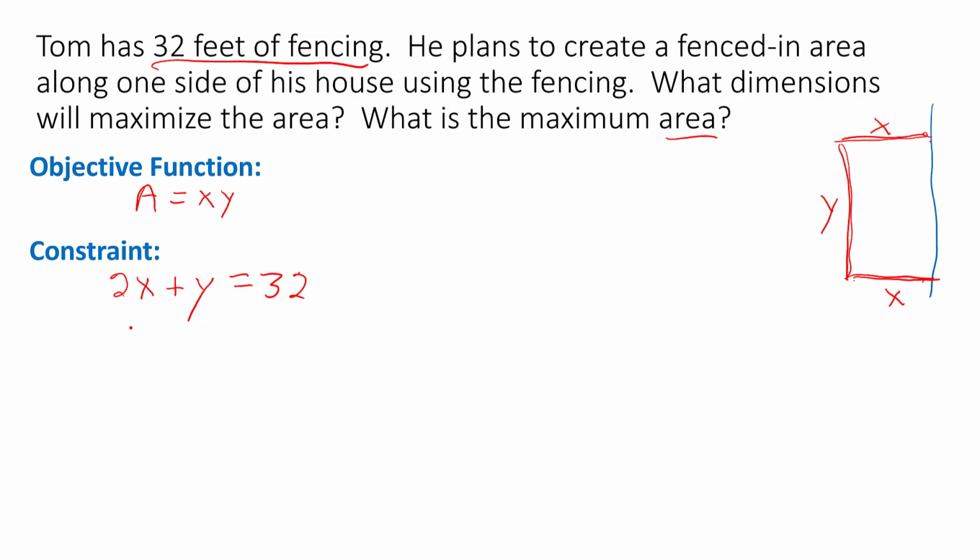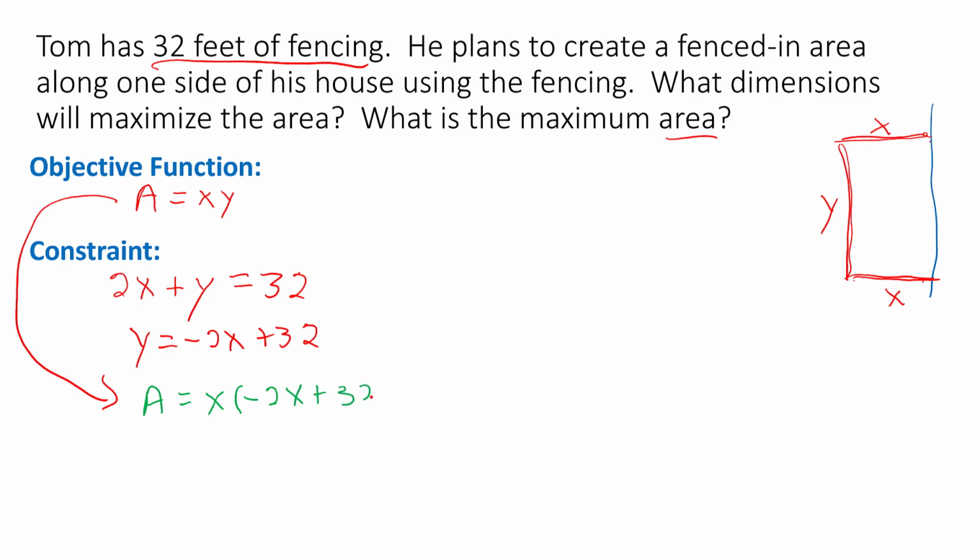If we solve for y, then y would equal negative 2x plus 32. Okay, well, I'm going to go back to my objective function here and apply the constraint for the y value. If we do that, we're going to have A equals x times, we replace y with negative 2x plus 32, or A equals negative 2x squared plus 32x. Okay, so we have our area, and now we go back to what are we trying to find?